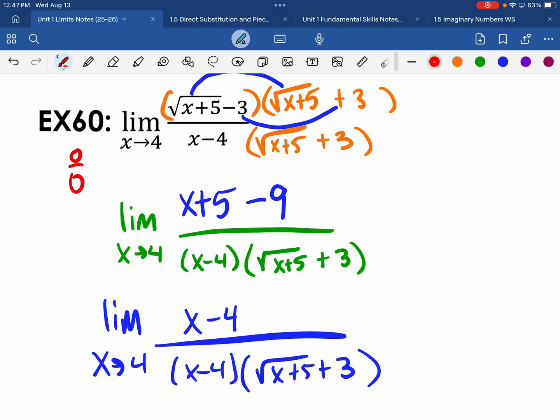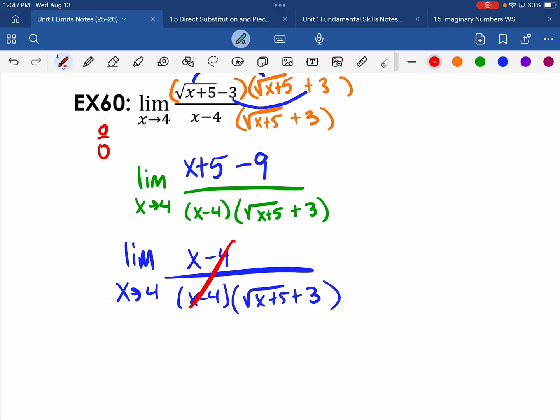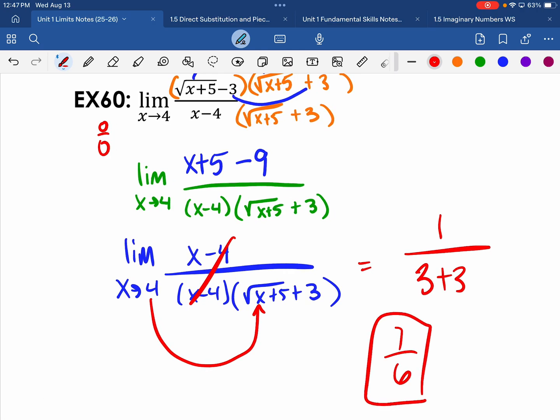So does that still leave a 1 on the top? Yes. So the 1 is still on top. We can plug the 4 in for the x right here. So 4 plus 5 is 9. Square root of 9 is 3. And so on the bottom, 3 plus 3 is 6, so the answer is 1/6.